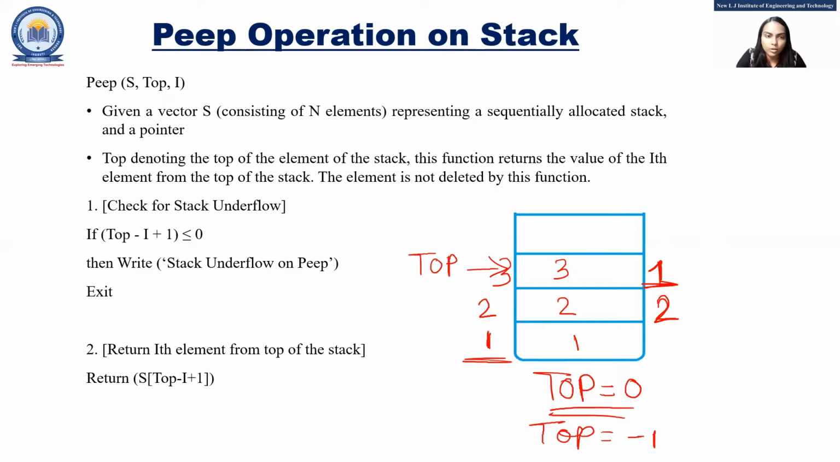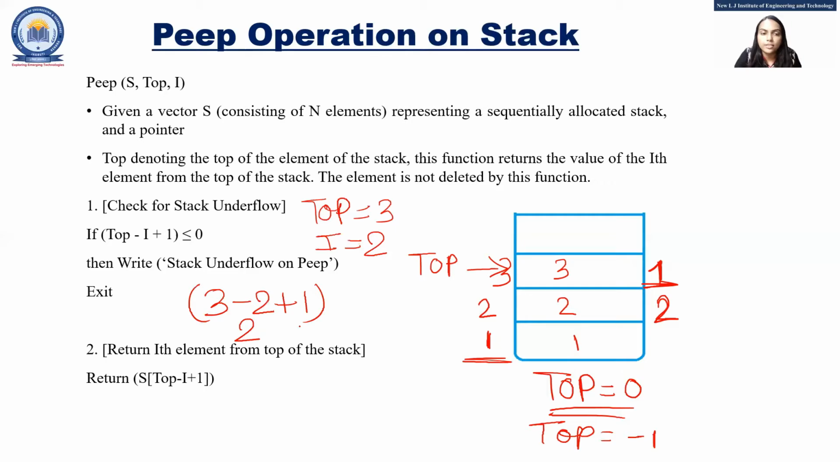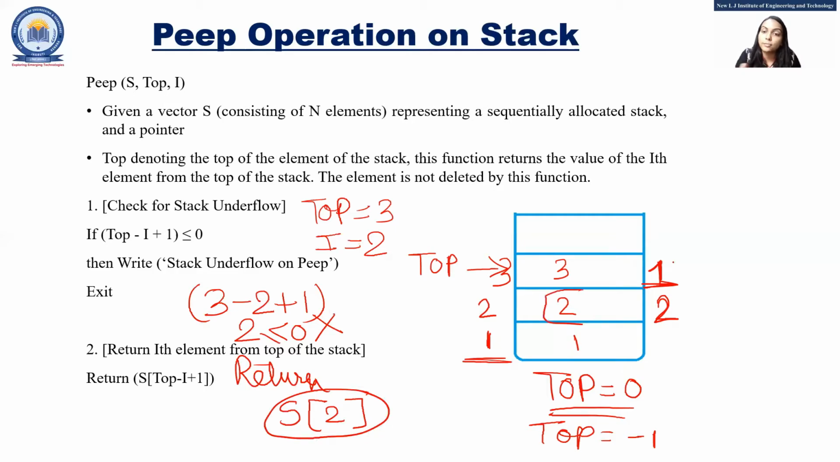So in this scenario, if we say that our top is 3, and i is the index, second position, what we have is top is 3 minus 2 plus 1. So 3 minus 2 plus 1 is again 2. So it is not less than or equal to 0, so underflow is not there. So we will return S of 2 because top minus i plus 1 is 2. So S of 2 is 2, which is nothing but the second index from the top, the ith one.